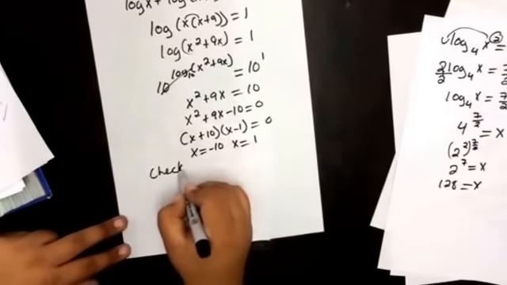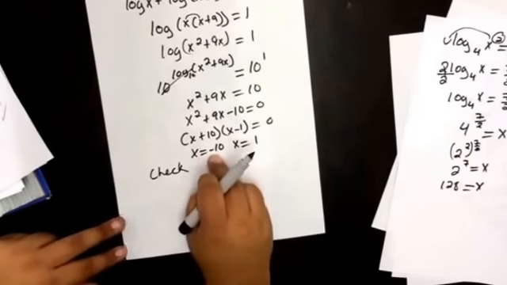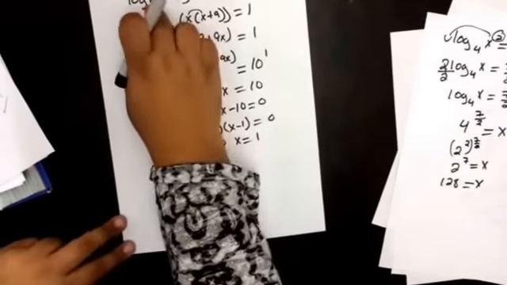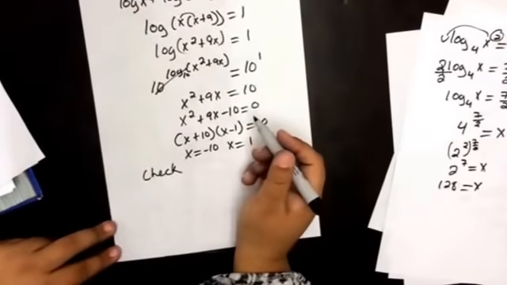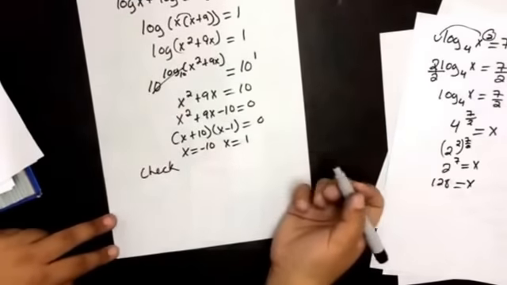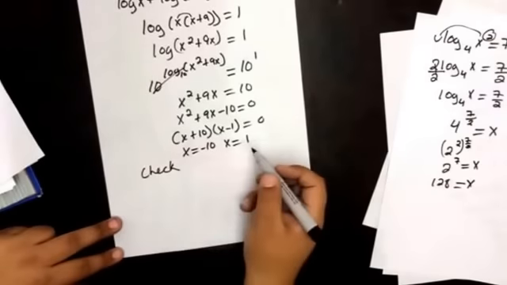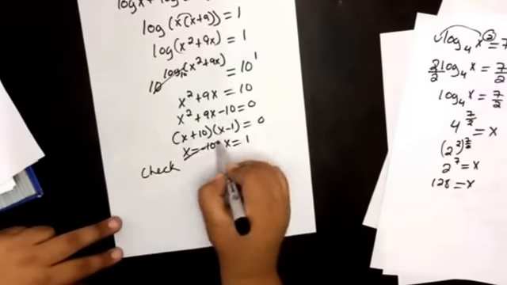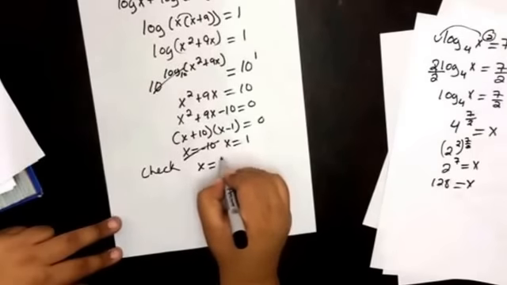To check, when x equals negative 10, we're going to have log of a negative number. If you plug it into your calculator, it's going to be undefined because we can't take the log of a negative number. So this one does not work. What about x equals 1?